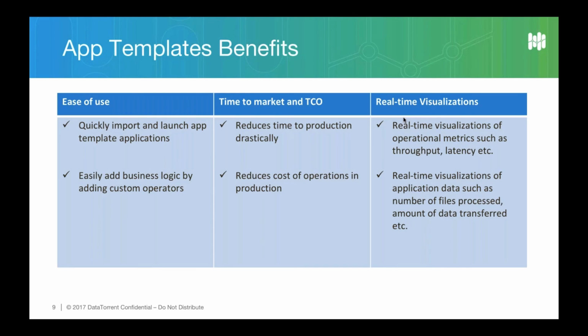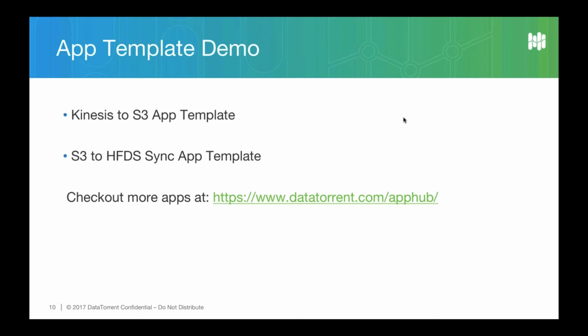Since app templates are on Apex and run on the DataTorrent RTS, all the features that DataTorrent RTS brings in terms of operability, management and monitoring will be applicable to app templates as well. The other advantage is real-time visualizations. You'll be able to diagnose your applications on your metrics in real time and look at the trends in terms of your application data or your operational data.